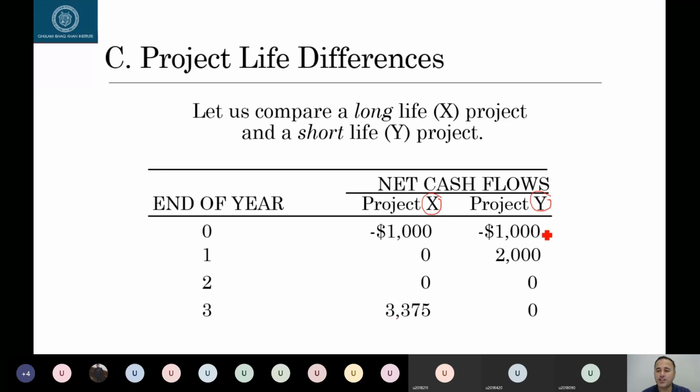On the other hand, project Y, the initial investment is exactly the same. But in year number 1, I get a cash inflow. And then in year number 2 and year number 3, I do not get anything. So both the projects have a different life. One has 3 years of life and the other one has only 1 year of life.